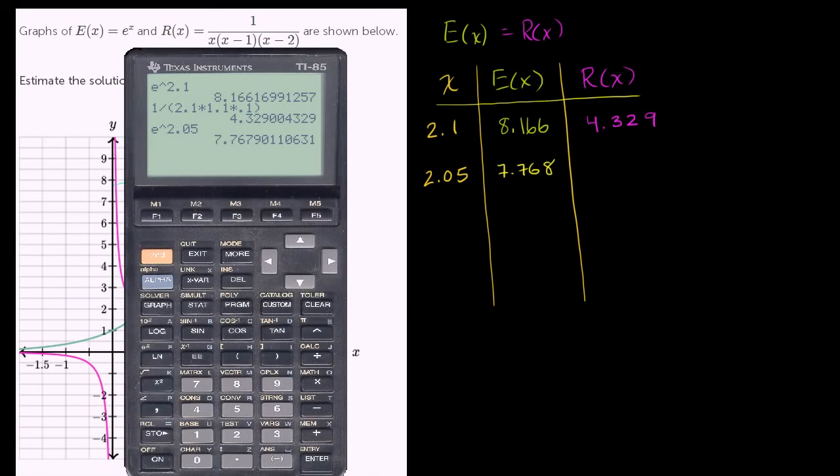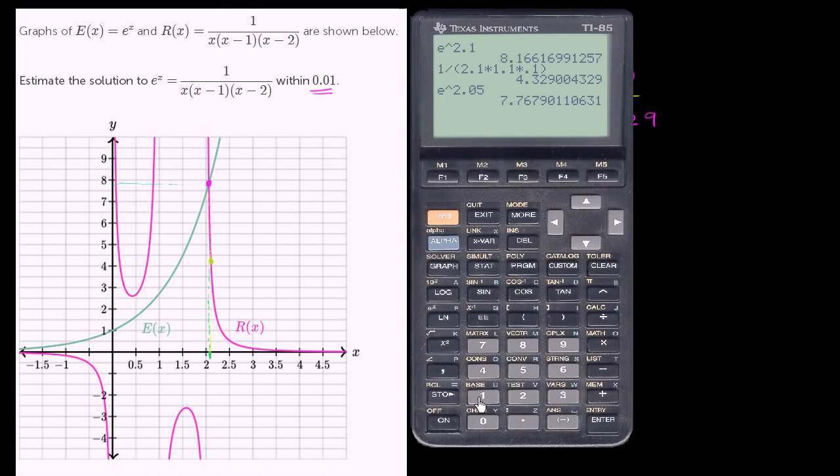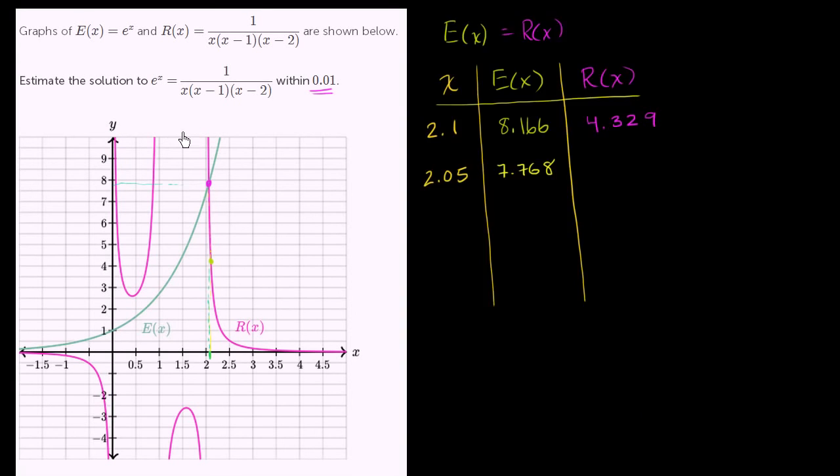So let's evaluate r of x when we're at 2.05. It's going to be 1 divided by x, which is now 2.05, times x minus 1, which is 1.05, times x minus 2, which is 0.05. And that gets us to 9.292. So now we're on this side where r of x is roughly right over here, and it's more than e of x, which is at 7.7, which is right around here. So now our x value is too low.